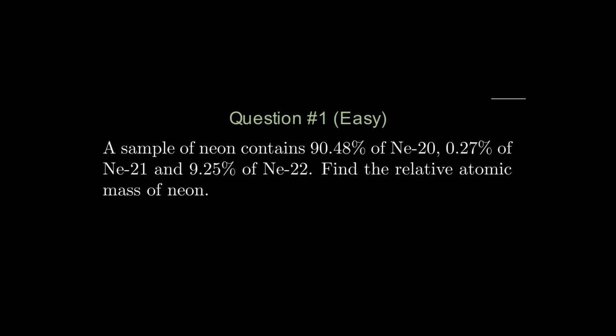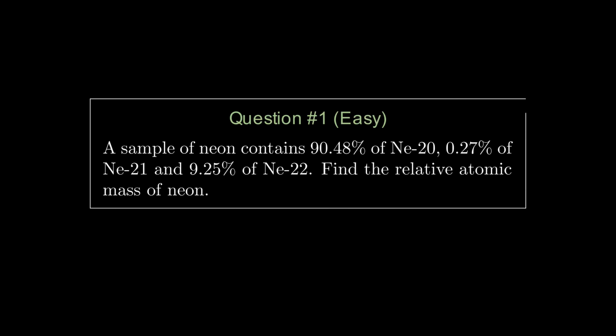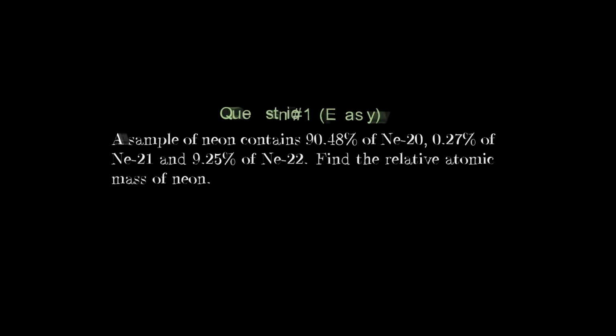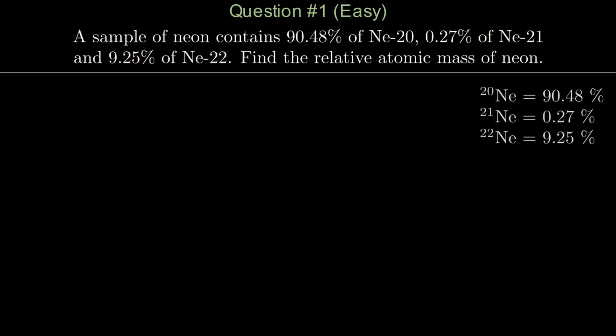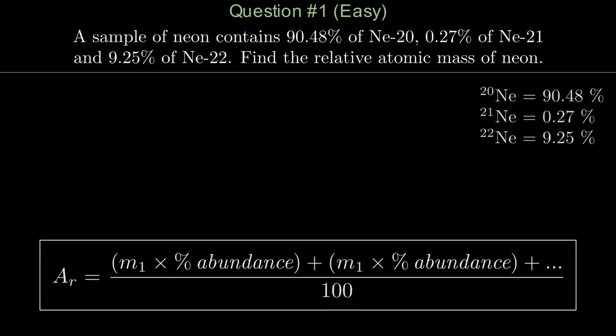Neon contains 90.48% of neon 20, 0.27% of neon 21, and 9.25% of neon 22. Let's find out its relative atomic mass. If you are an experienced learner, you would know that the most difficult part is rewriting all the information from the question without making any mistakes. Now that it is done, it's time to summon the formula.